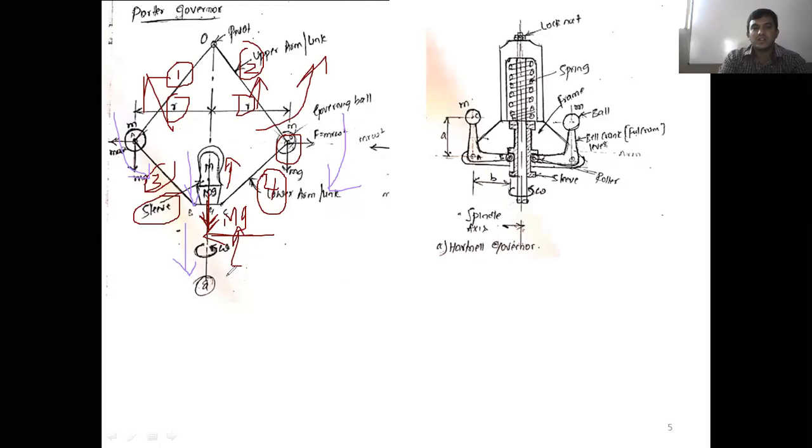Now the governor shaft rotates at high speed again. Our aim is to maintain the engine speed within the limit whenever the load varies. When load increases, what happens? The engine speed decreases.